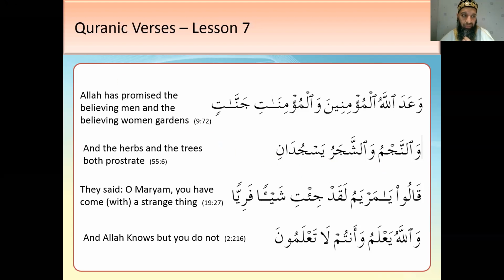Yeah, Najmu is star. I think mostly Najmu is star. It's just that I kept to the translation that was in the book. Some translate it as herbs. I'll just check that inshallah and see which one occurs more. Okay, so Yasjudani, they all prostrate.